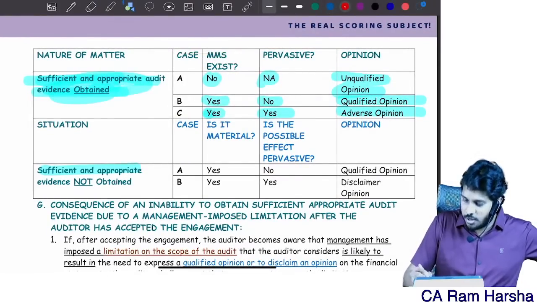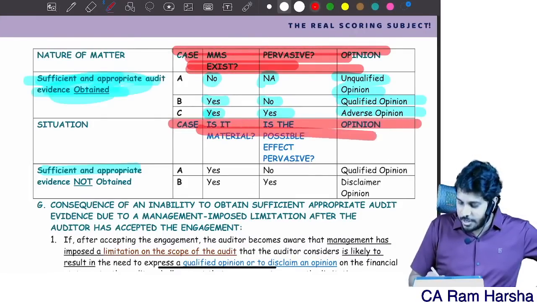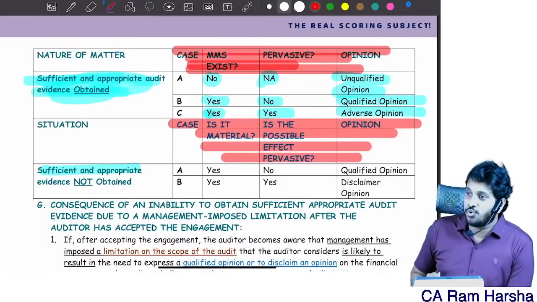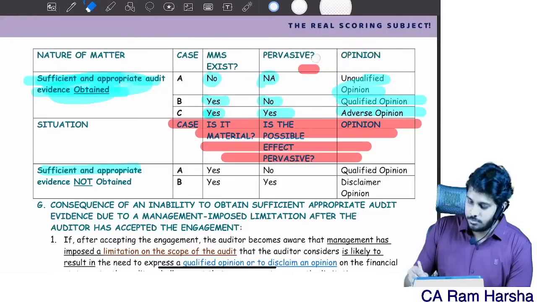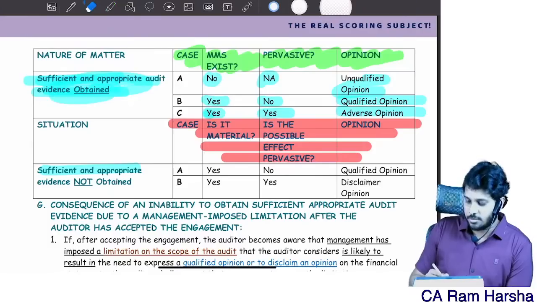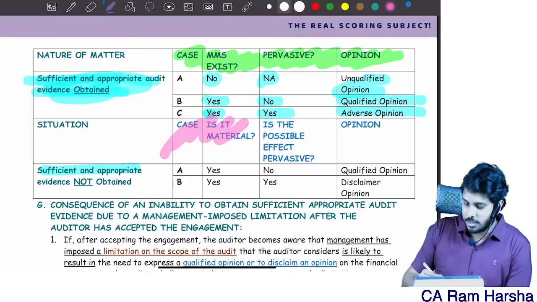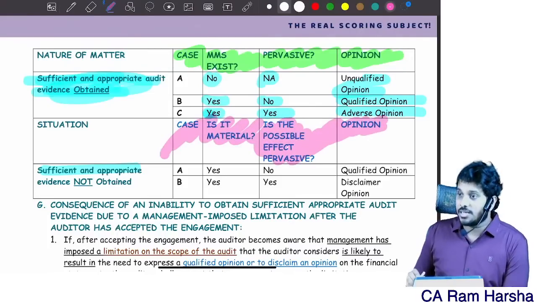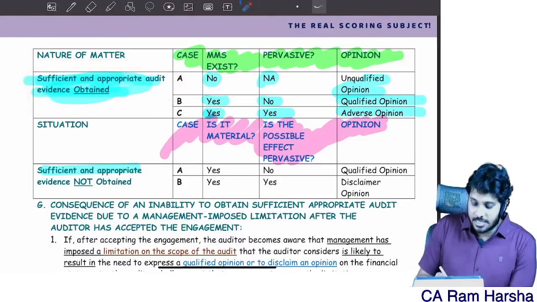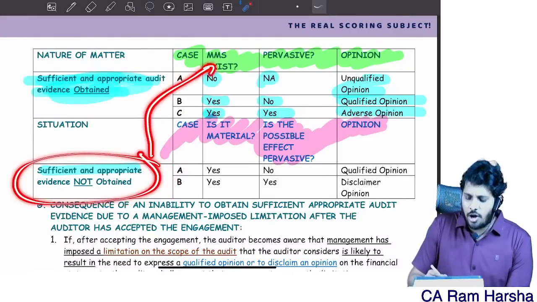Now you see here the questions are different. Observed? There are two scenarios. I'll highlight with some other color. This is one situation, and this is another situation. This is a situation where evidence is obtained. This is a situation where evidence is not obtained. When evidence is not obtained, can I talk about misstatement?